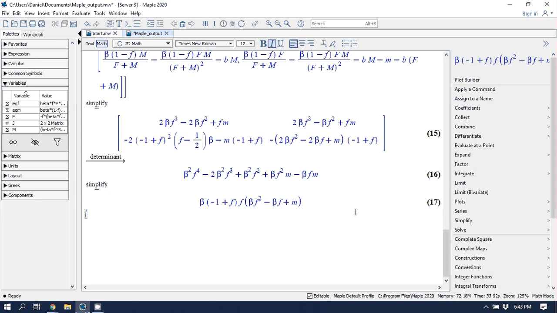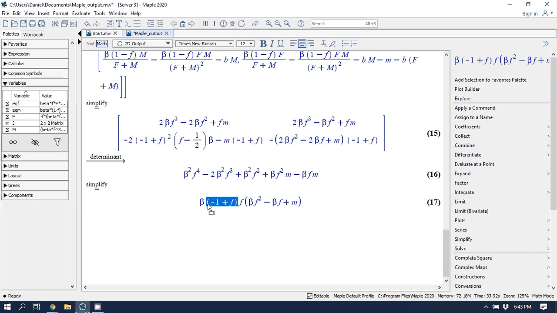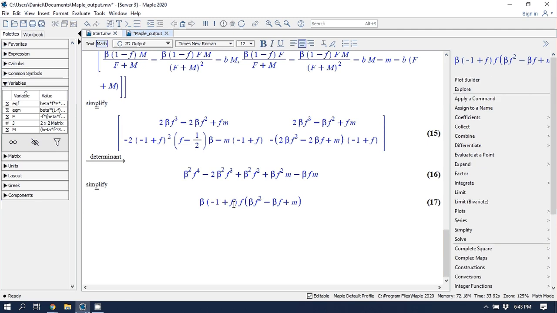Or shall I say, it happens that the determinant can be factored, and therefore Maple could factor it for you. We still have to use our judgment. Under what conditions is the determinant positive? Well, let's not forget that minus 1 plus f is negative, right? Because f is a fraction, it's a probability. So minus 1 plus f is negative.